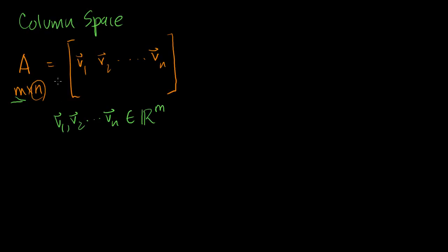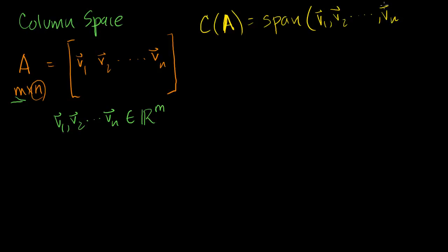So the column space is defined as all of the possible linear combinations of these column vectors. So the column space of A, this is my matrix A, the column space of that is all the linear combinations of these column vectors. Well, what's all of the linear combinations of a set of vectors? It's the span. It's the span of vector 1, vector 2, all the way to vector n.